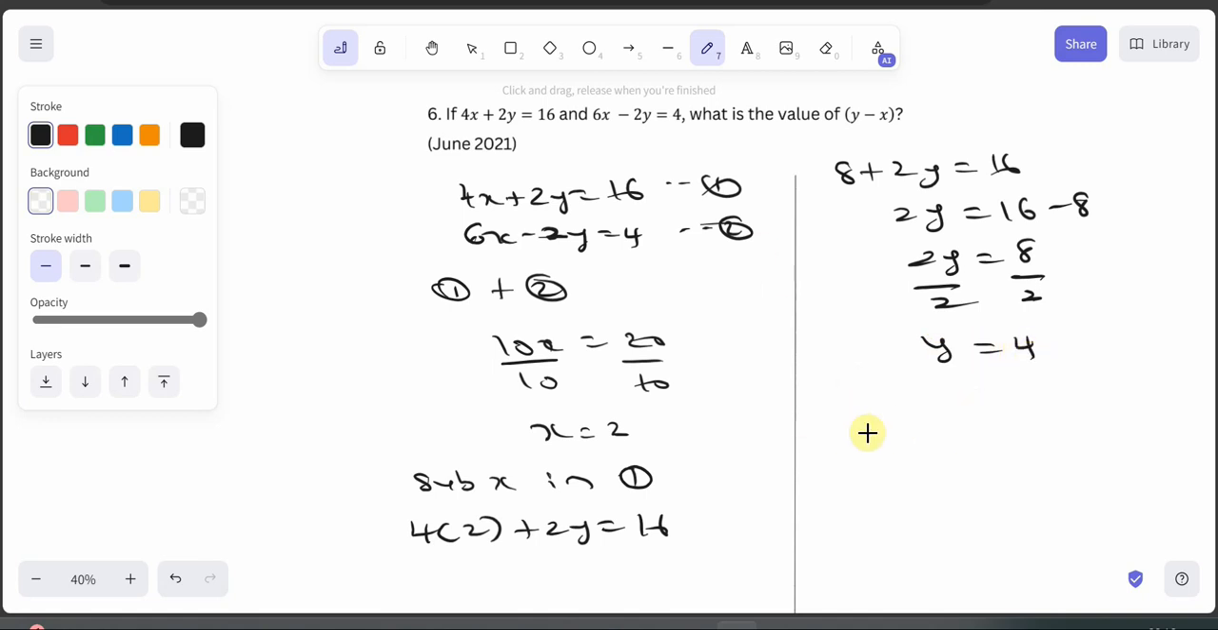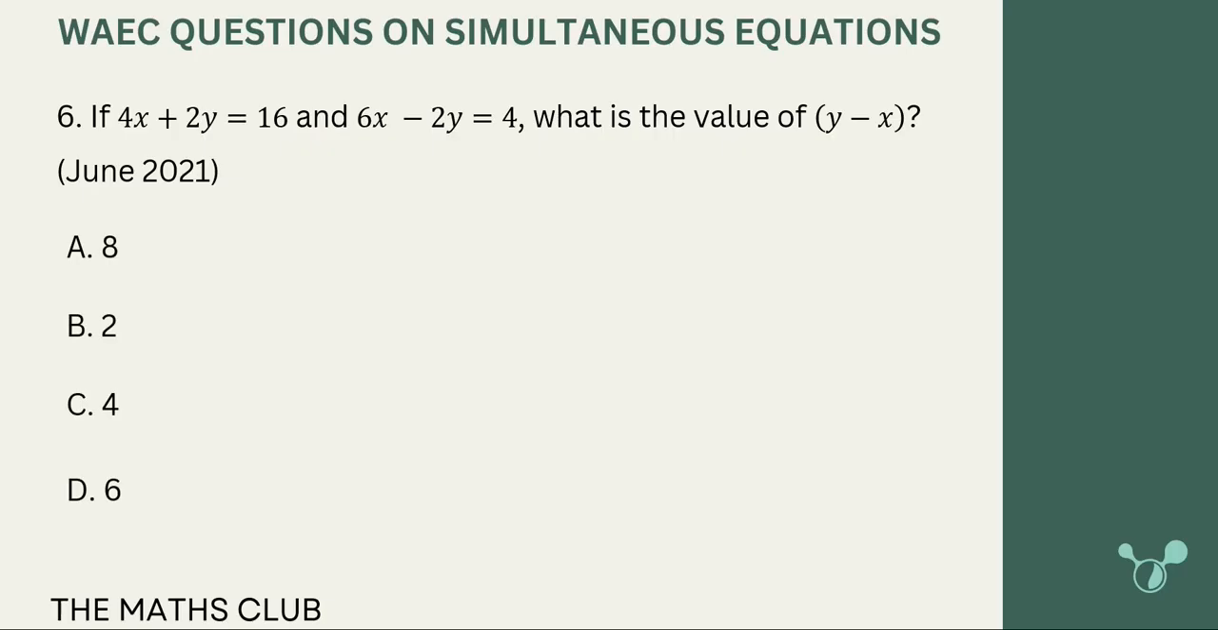So the question is that we should find y minus x. We say therefore y minus x will now be equal to 4 minus 2. So our answer here is 2. Let's see if we're correct. That will be option B.